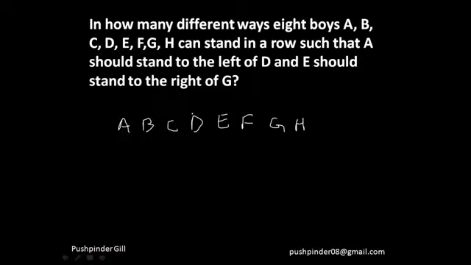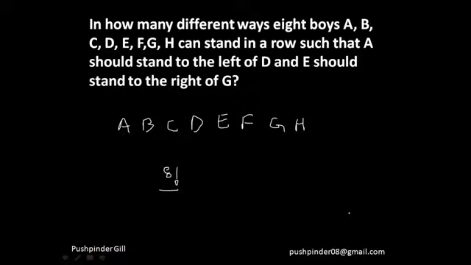Now, the total number of ways they can be arranged is 8 factorial. Isn't it? 8 boys can be arranged in 8 factorial ways. They can stand in a line in 8 factorial ways. I think we already established that. Now, A should stand to the left of D. Now, we have to fix that A should be standing always to the left of D. That means A and D are identical here. You cannot swap A and D. You can't make A stand to the right of D.